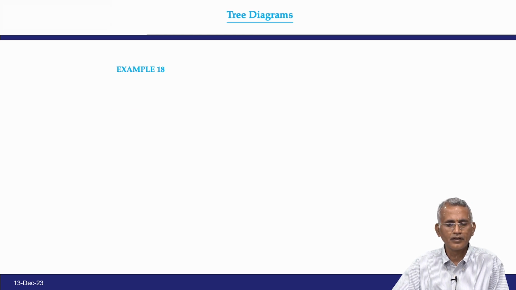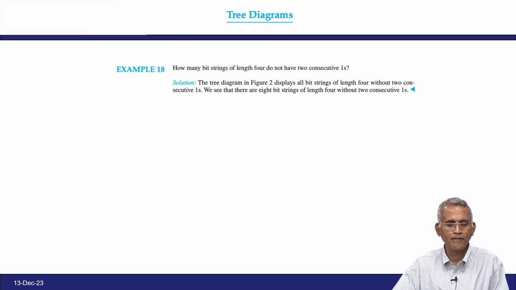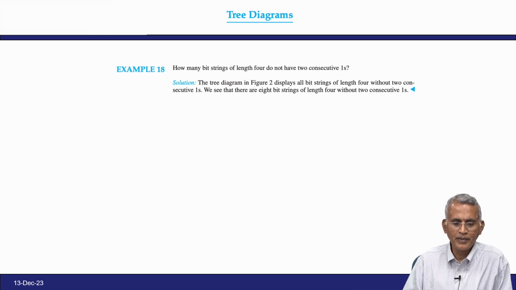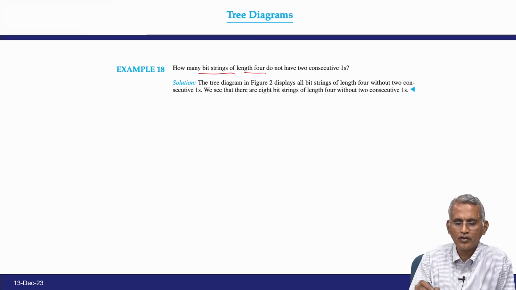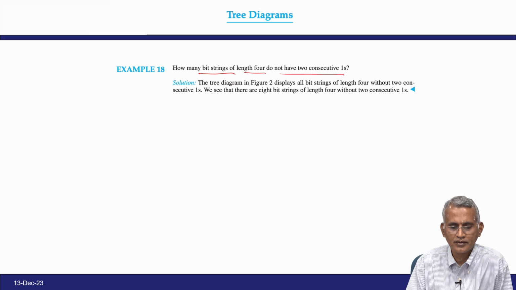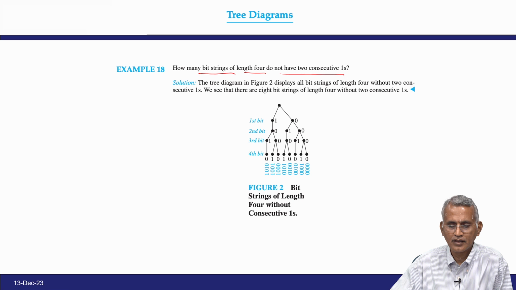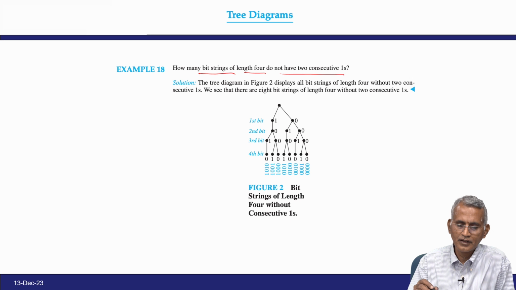Next, we will discuss tree diagrams using the counting principle. How many bit strings of length 4 do not have 2 consecutive ones? Now, we are going to see the figure. That figure displays the bit strings of length 4 without 2 consecutive ones. There are 8 bit strings of length 4 without 2 consecutive ones. Let us see through the diagram.